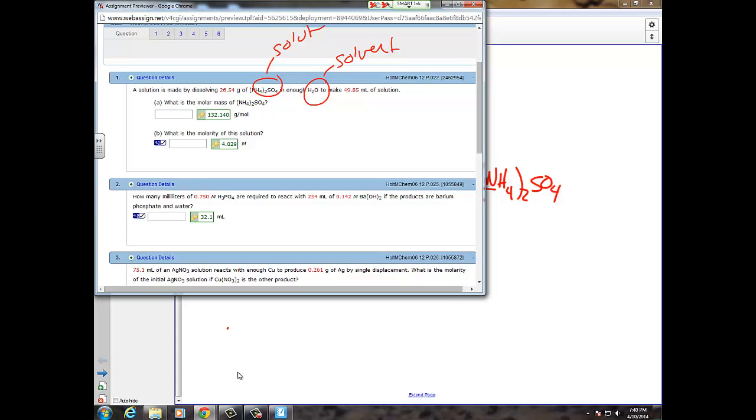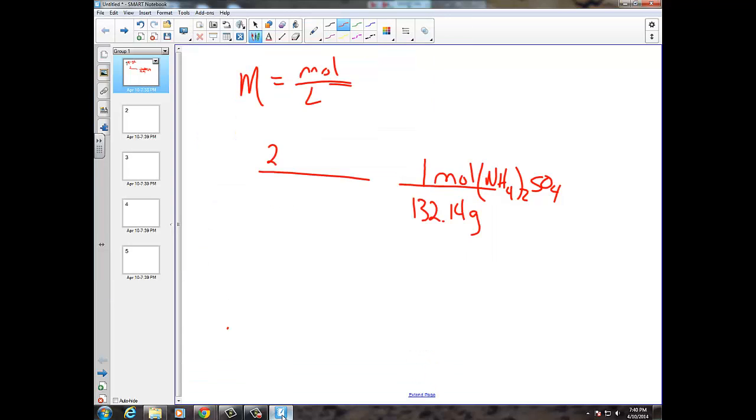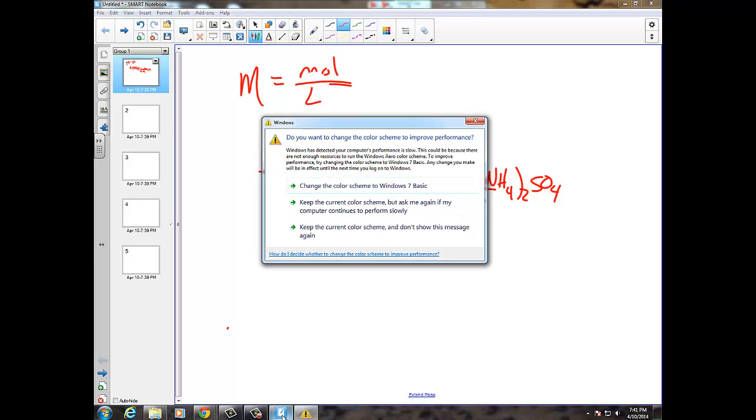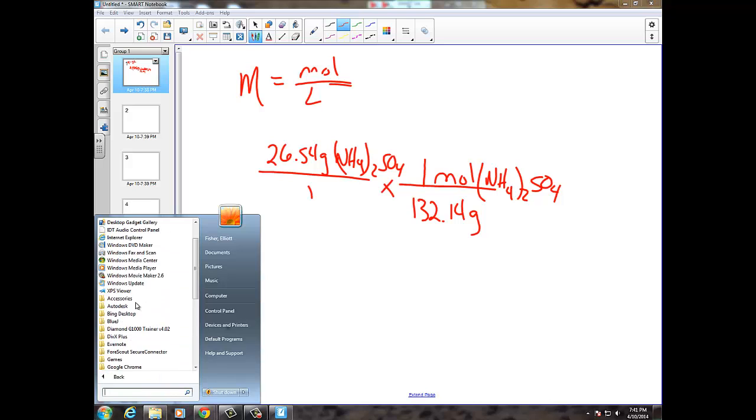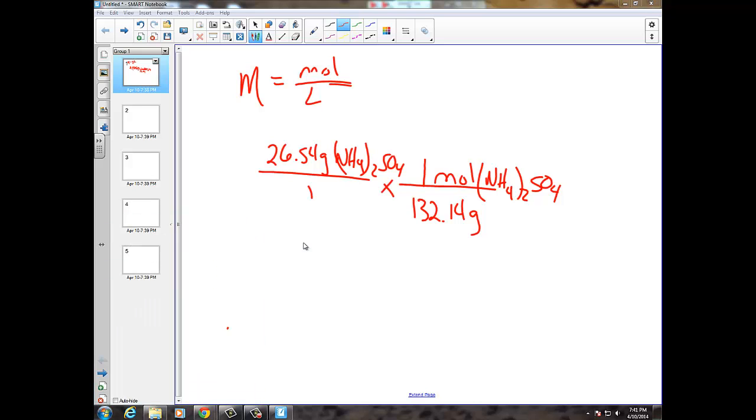So we've got 26.54 as my starting point. Grams of (NH4)2SO4 over 1 times that. So I'm going to take 26.54 grams and divide it by 132.14. And I'm going to get the number of moles, okay? So I have the number of moles of (NH4)2SO4. And I left my calculator at home, so we're going to do this the old-fashioned way.